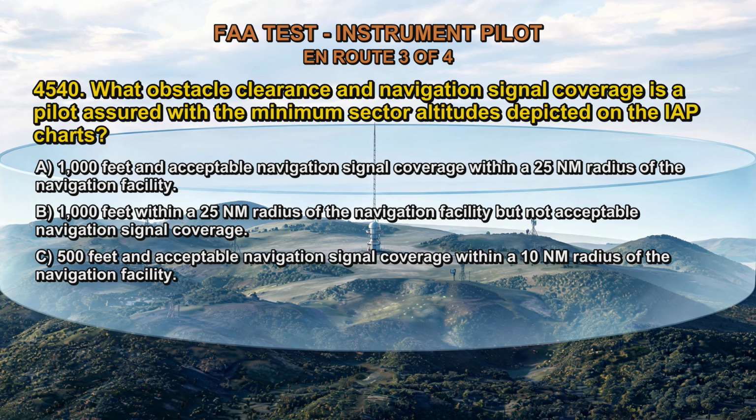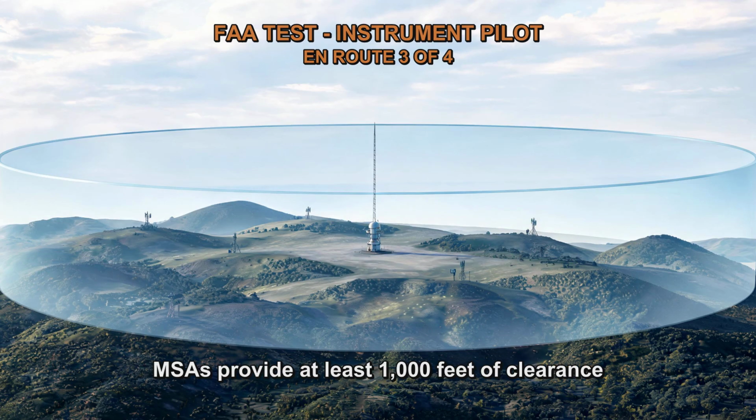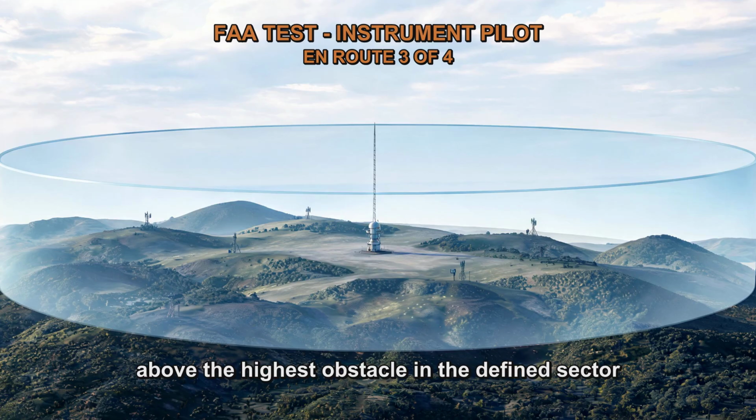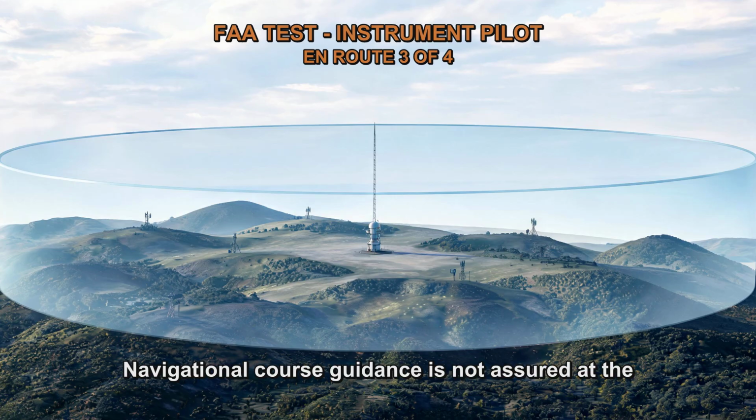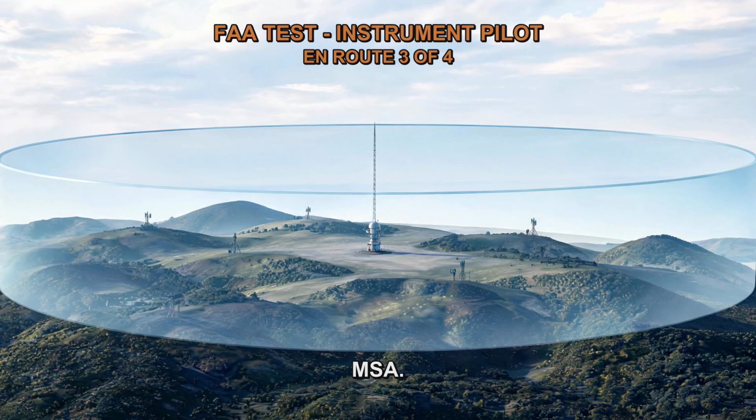C. 500 feet, an acceptable navigation signal coverage within a 10 nm radius of the navigation facility. The correct answer is B. MSAs provide at least 1,000 feet of clearance above the highest obstacle in the defined sector to a distance of 25 nm from the facility. Navigational course guidance is not assured at the MSA.